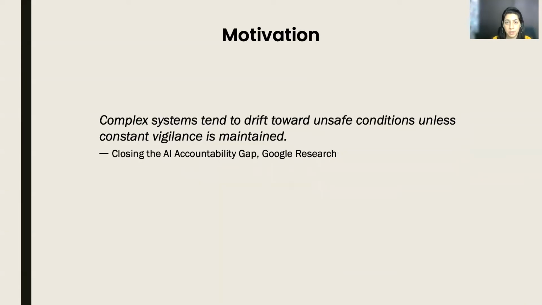So let's first talk about the motivation to understand what our models are learning. Now, you would think as long as we are getting a good accuracy and good predictions, why should we even bother about that? Now, the thing is, these complex systems made up of neural networks and boosted trees, etc., tend to drift towards unsafe conditions unless constant vigilance is maintained. And this is a line by Google Research itself. And to elaborate more on this line, I'll share 3 examples with you, but there are many more.